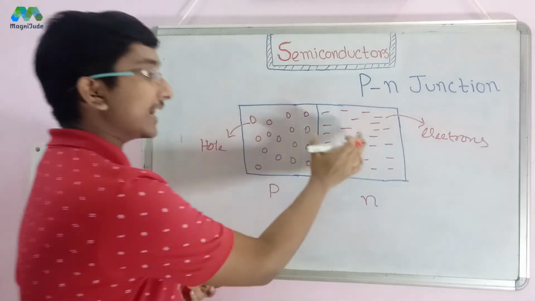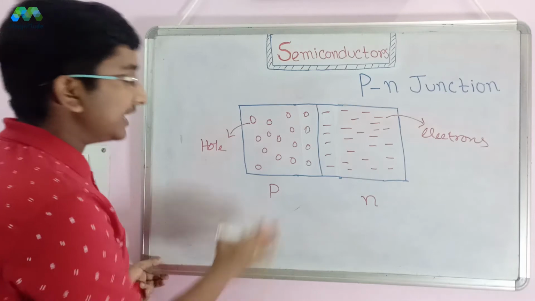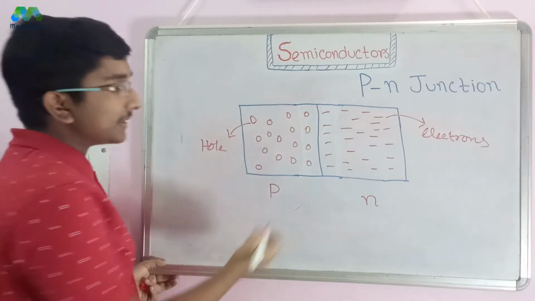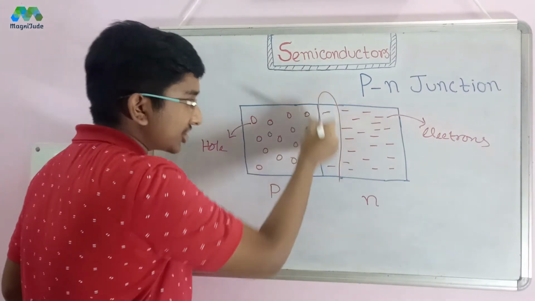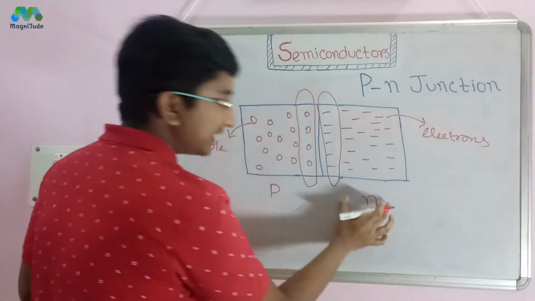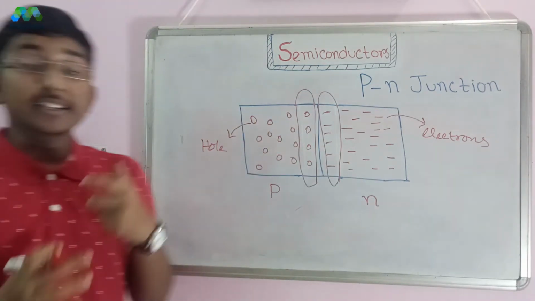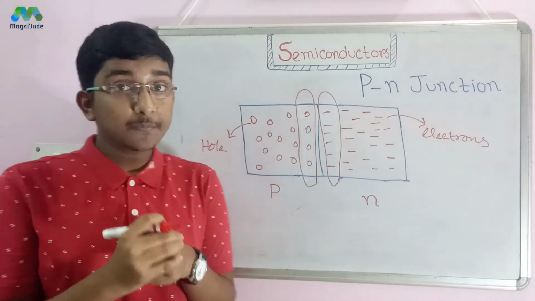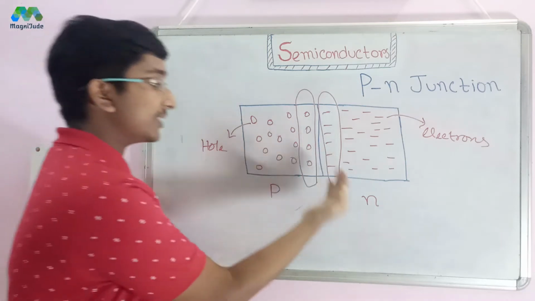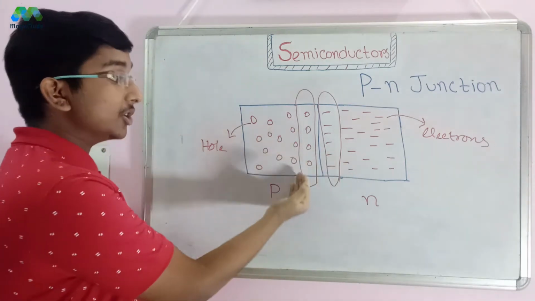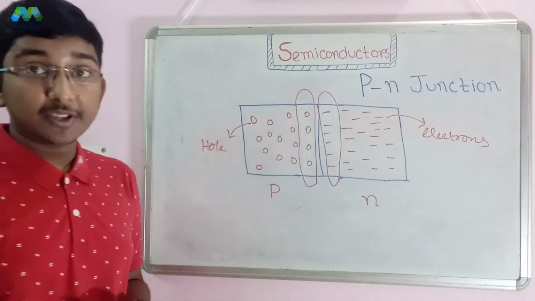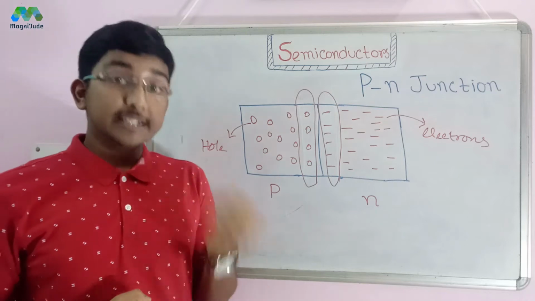We know there are free electrons in the N-type material and positively charged holes in the P-type material. The electrons and holes present at the junction part of the P-type and the N-type will get attracted towards each other. The electrons from the N-type will jump to the P-type, moving from N-type to P-type due to the force of attraction. Then what will happen?